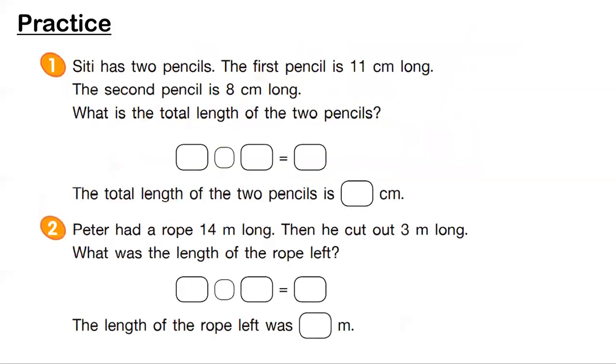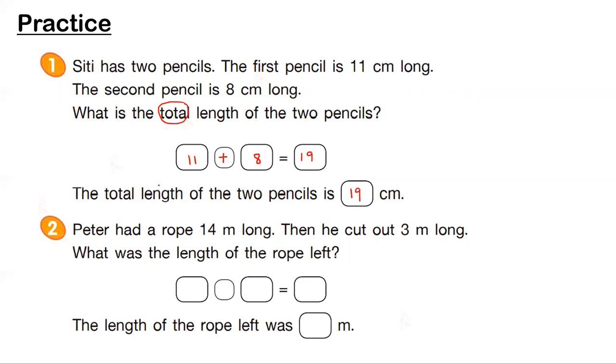Okay. Now let's do some practice. City has 2 pencils. The first pencil is 11 centimeters long. The second pencil is 8 centimeters long. What is the total length of the two pencils? Total. So we must use plus. So 11 plus 8, we get 19. So the total length of the two pencils is 19 centimeters.